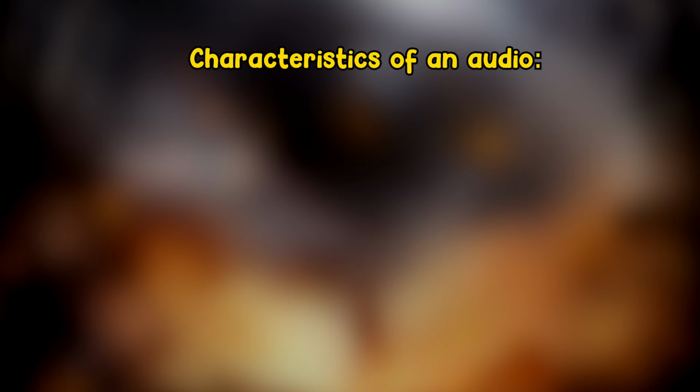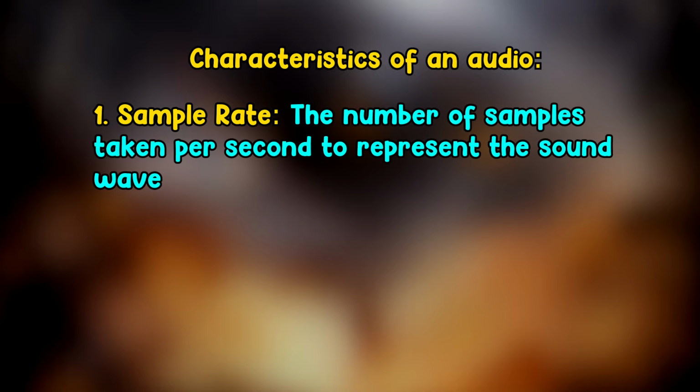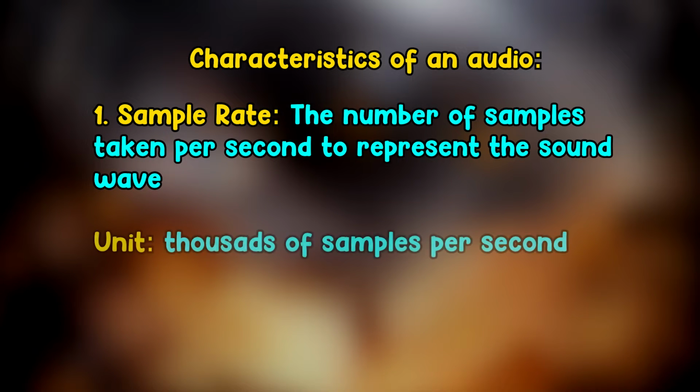Now let's talk about characteristics that are stored into an audio file. First, we have sample rate. It is the number of samples taken per second to represent the sound wave. The unit of it is 1000 samples per second.